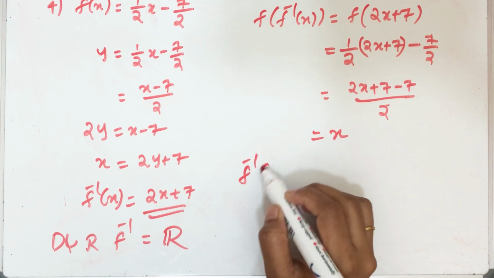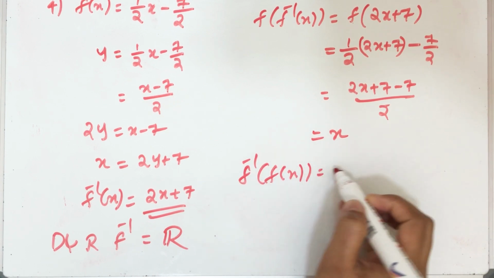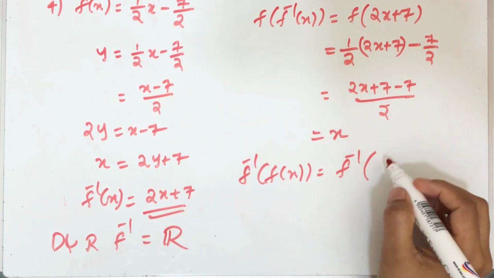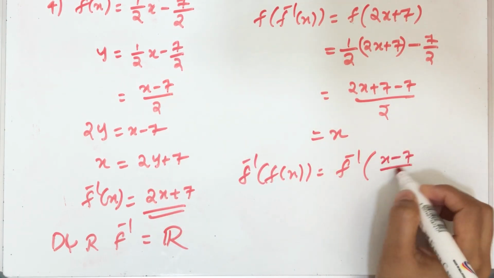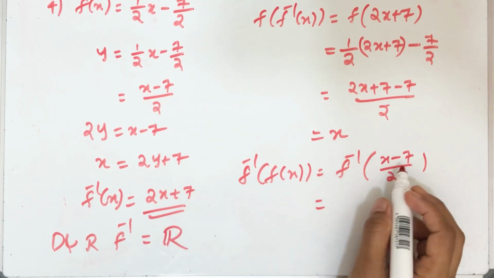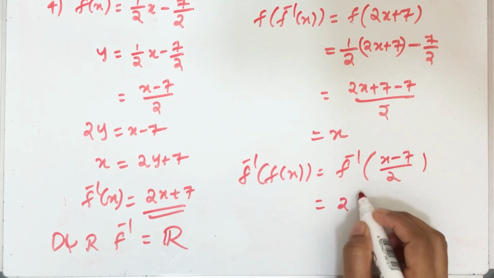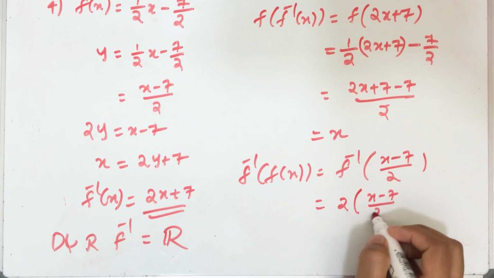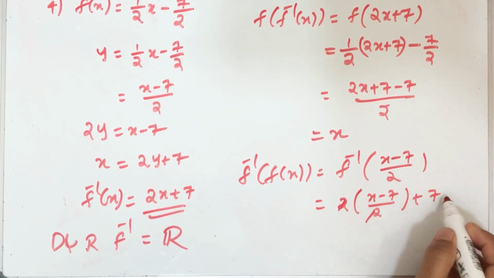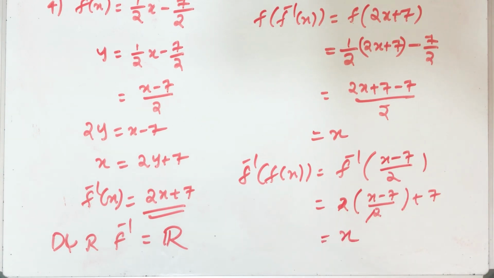Next, f inverse of f of x is equal to f inverse of 1 by 2 x minus 7 by 2, that is x minus 7 by 2. f inverse of x is 2x plus 7. So f inverse of x minus 7 by 2 is 2 into x minus 7 by 2 plus 7. The 2 gets cancelled. x minus 7 plus 7, which is equal to x.